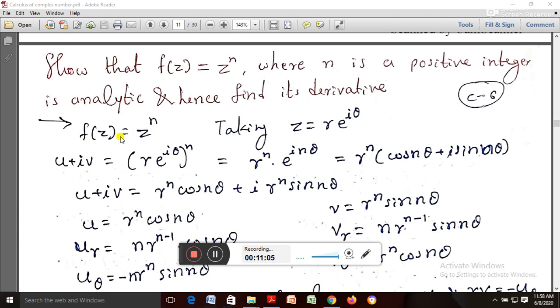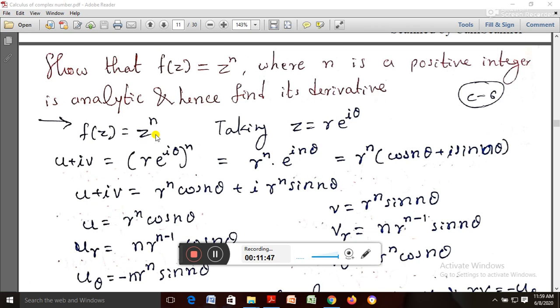Given that f of z is equal to z raised to n, put z is equal to u plus i into v, where z is either x plus iy or r into e raised to i theta. Here, raised to n is there, so we cannot simplify it easily and we take it in terms of polar form. If it is z square or z cube, we can simplify using a plus b whole square or whole cube. If the power is 4 or more, then we use polar form, z equal to r into e raised to i theta.